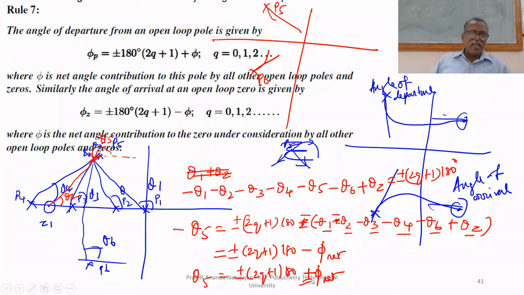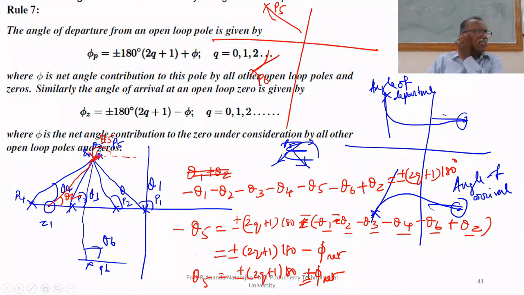The same way you can find the angle of arrival. For the angle of arrival, instead of plus it will be minus. Where phi net is added here, there you have to subtract. That's all.